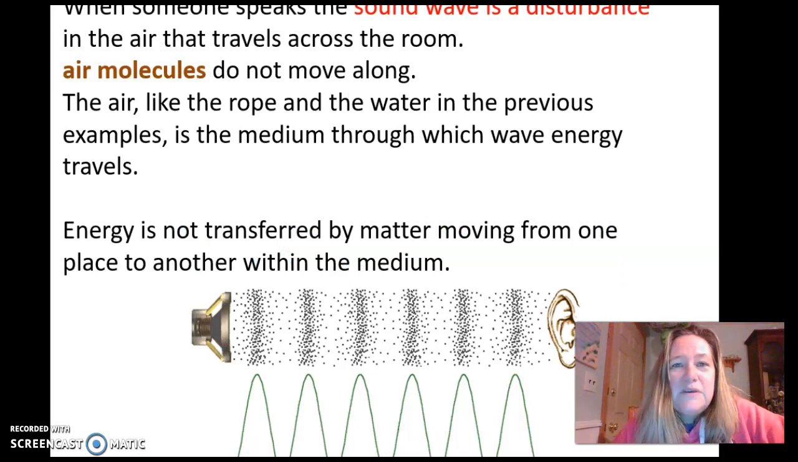When someone speaks, the sound wave is a disturbance in the air that travels across the room. So the air molecules are not moving around. It's just the disturbance that moves. So the air, like the rope and the water in the previous examples, is the medium through which the wave energy travels. Energy is not transferred by matter moving from one place to another within the medium.